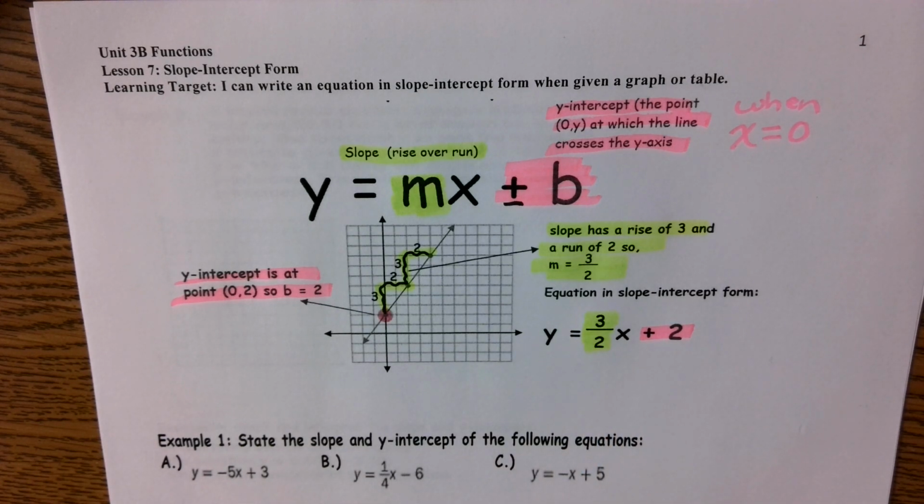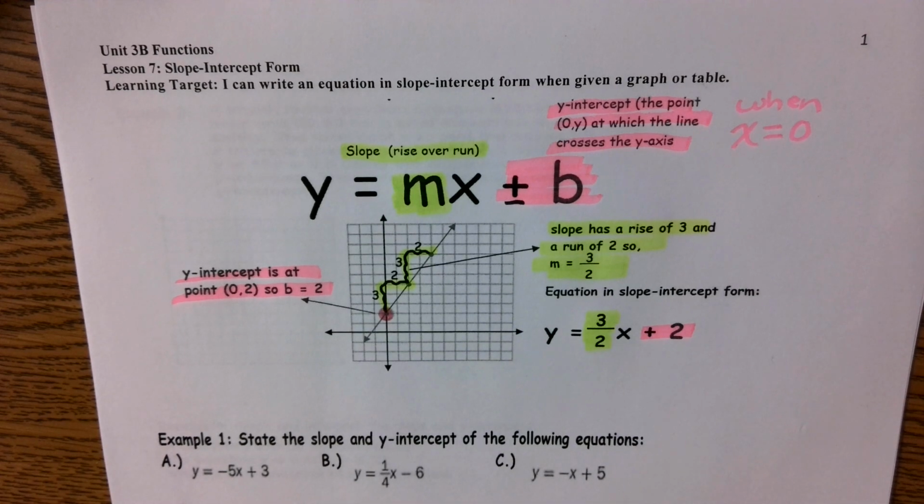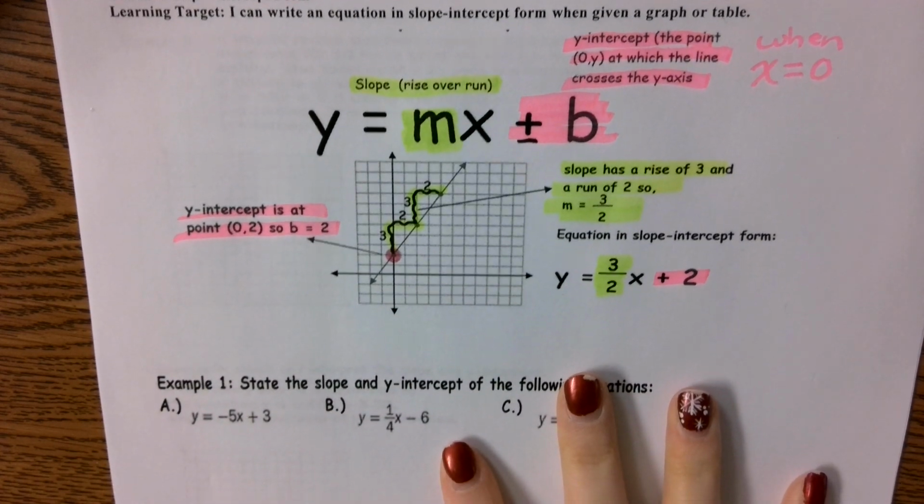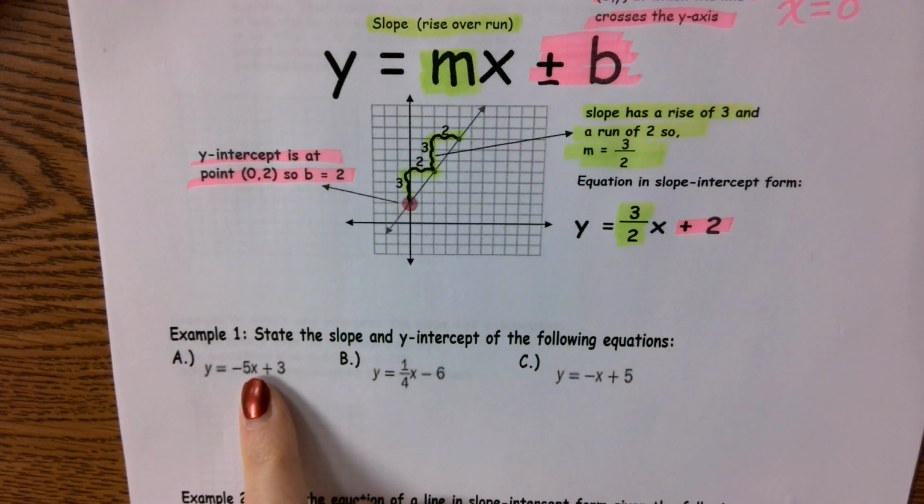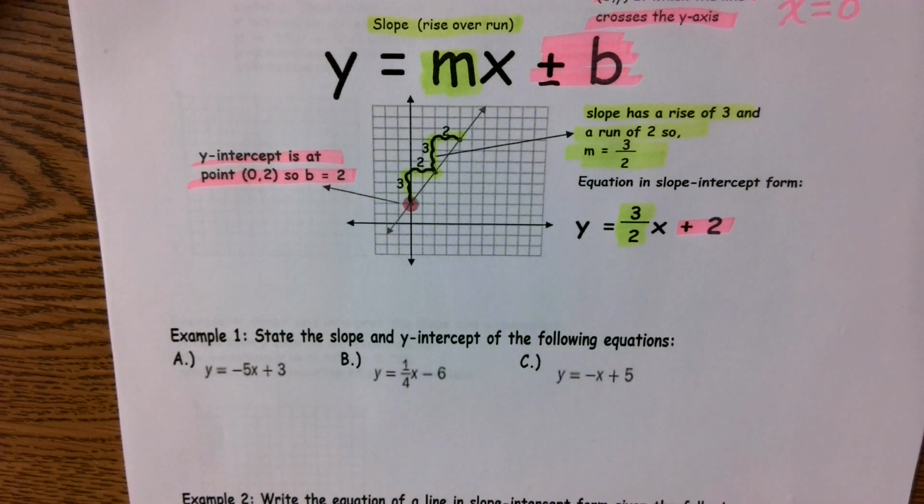Okay, so you're identifying slope, and you're also identifying y-intercepts. Y-intercepts are very easy to identify when it comes to a graph because you're just looking for the point that you're crossing that y-axis. Okay, so let's take a look here. We're going to start off real simple first. Given the equations, we're going to identify what our slope is and what our y-intercept is.